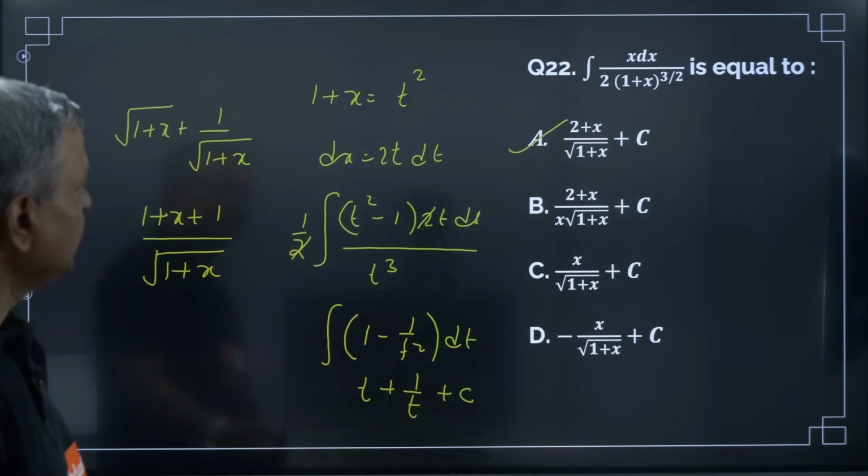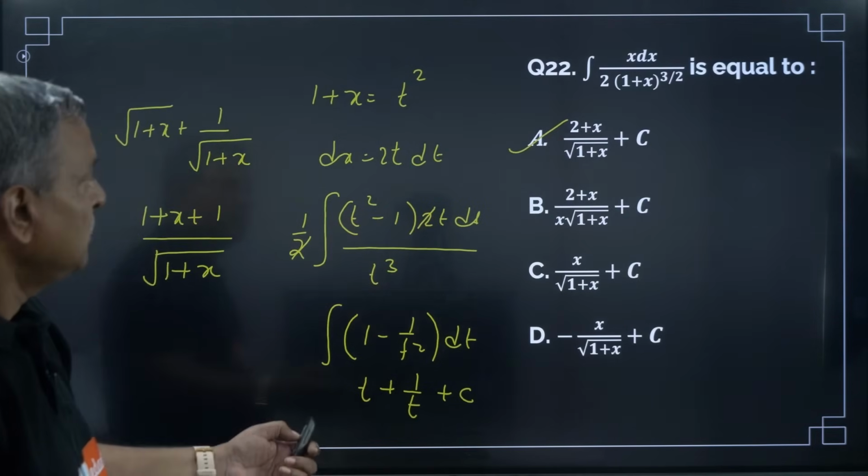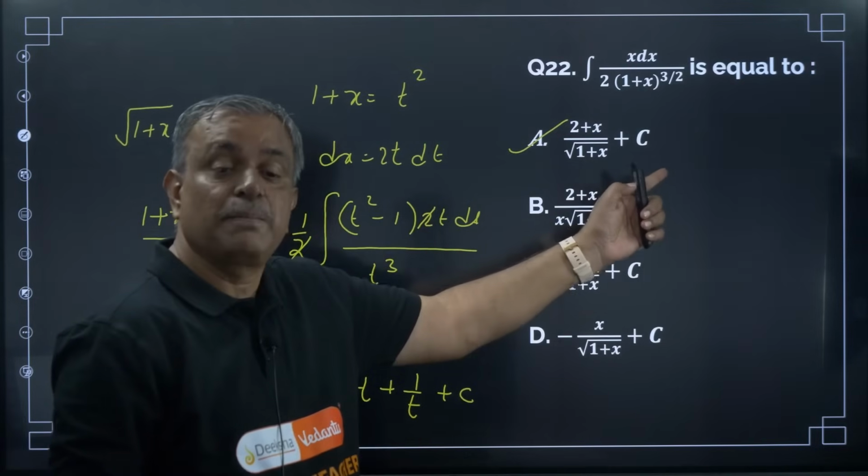Next. This is the most important. Remove the rational part in the integral calculus. Whenever this type of 3 by 2 is given, 5 by 2 is given, 5 by 3 is given, then you put 1 plus x as t cube.